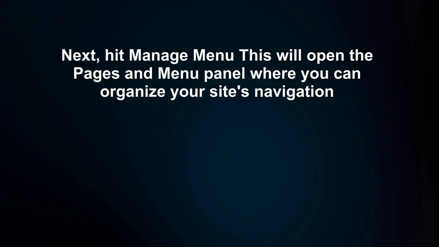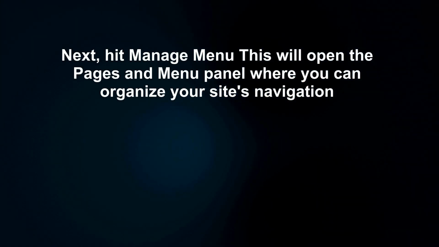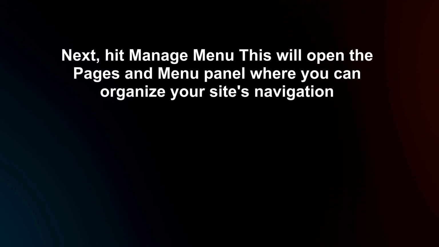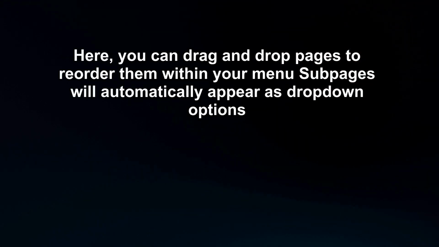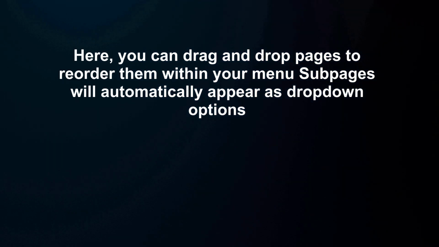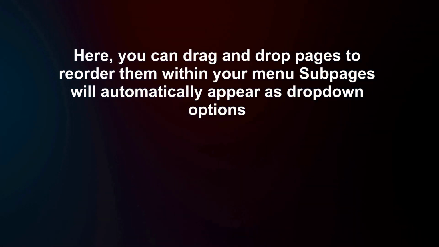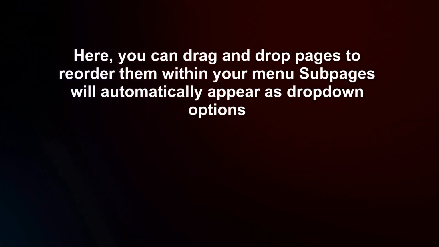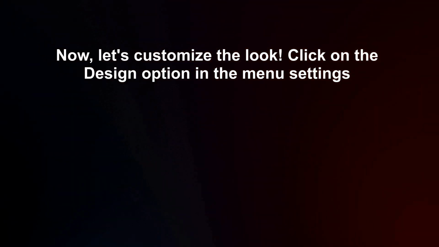Next, hit Manage Menu. This will open the Pages and Menu panel where you can organize your site's navigation. Here, you can drag and drop pages to reorder them within your menu so pages will automatically appear as drop-down options. Now, let's customize the look.